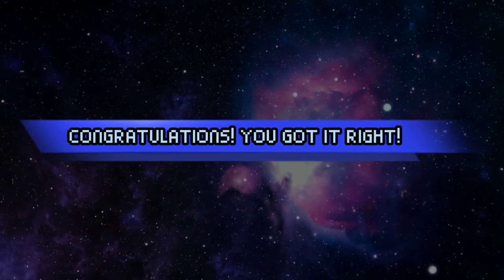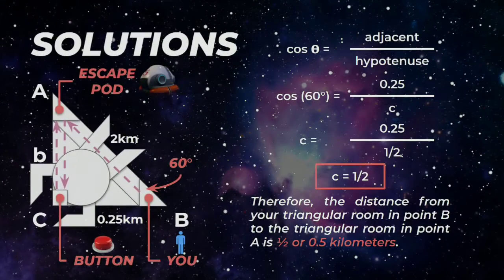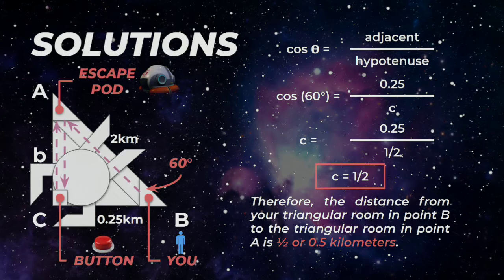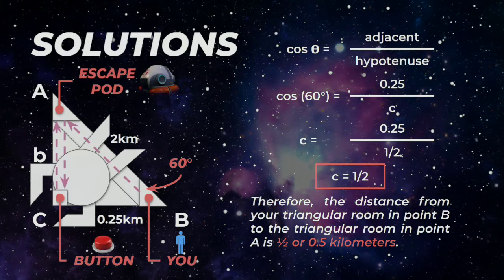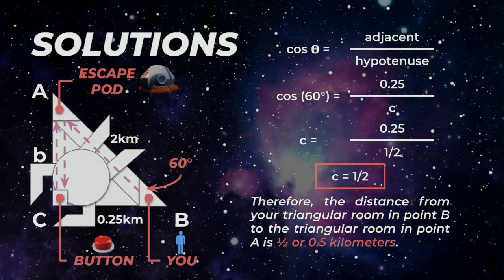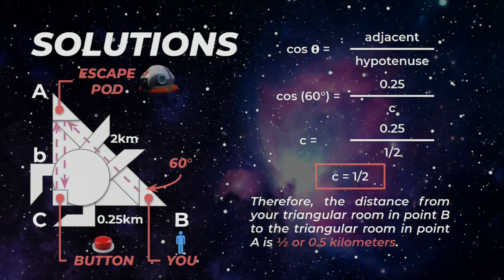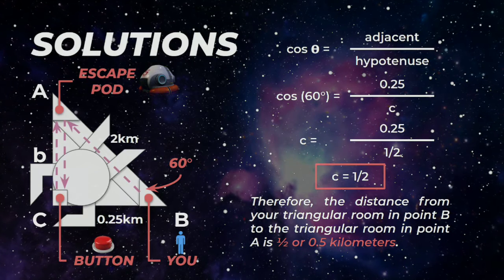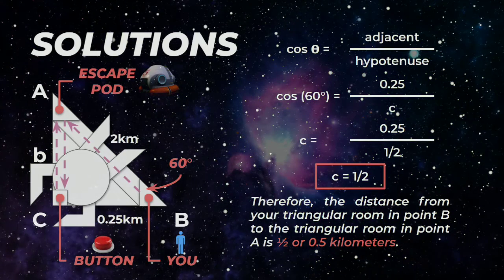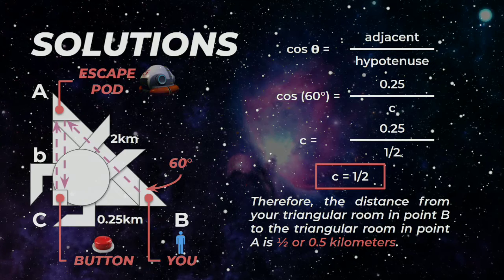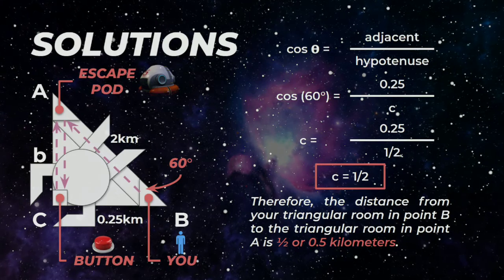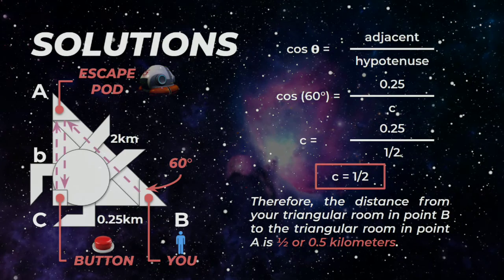Congratulations, you got it right. To solve for the hypotenuse given the angle and the adjacent side, the cosine formula should be used, which is cosine of the angle is equal to the adjacent side divided by the hypotenuse. In substituting the values that we already have, we're going to get cosine of 60 degrees is equal to 0.25 divided by c, which is the hypotenuse.